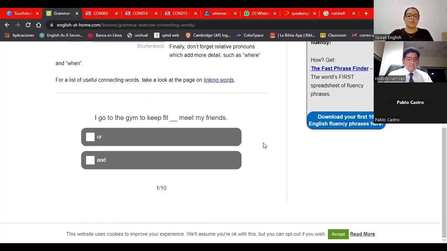Then connect words, and take the test individually. Okay.